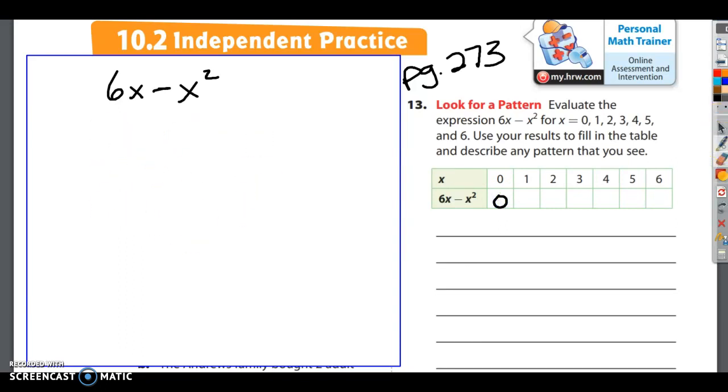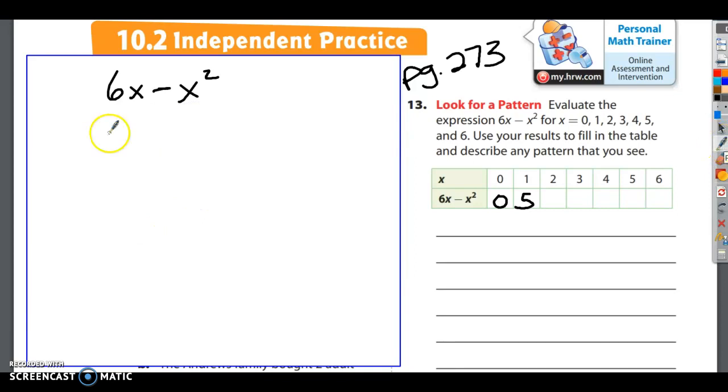Let's replace x with 1. And then we're going to go back and replace x with 2. So if I replace x with 1, it looks like this. 6 times 1 is 6. And 1 squared, that means 1 times 1. 1 times 1 is 1. 6 minus 1 is 5. That's all we're doing. It's not as hard as it looks.